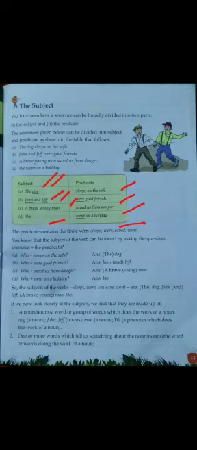So, a group of words which tells us about the man. A brave young man means brave and young both are describing words. So they are describing the noun man. So a brave young man will become your subject. Saved us from danger will become your predicate.